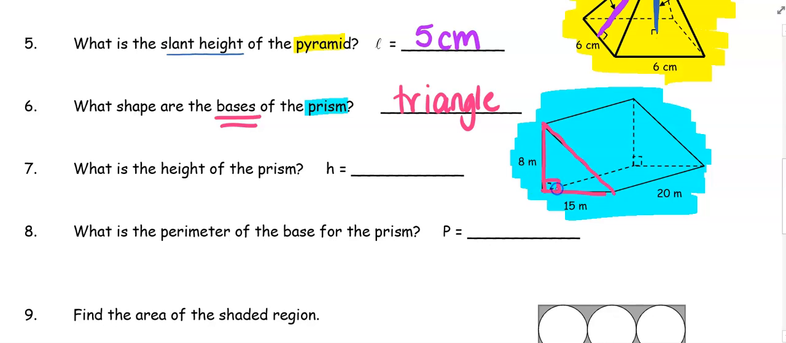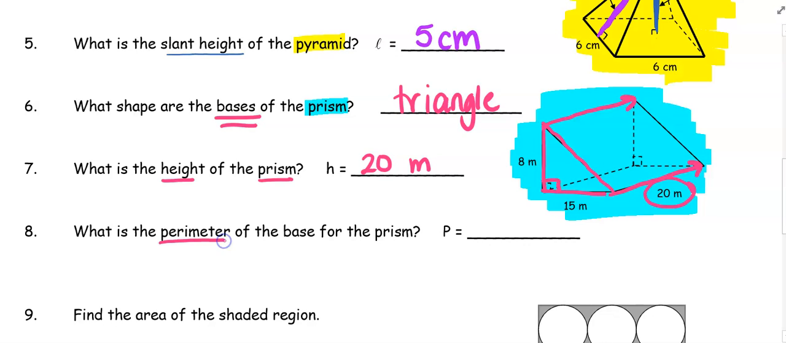What is the height of the prism? Now you would say that the height of the triangle is 8, but that's not what it's asking for. It's asking for the height of the prism. The height of the prism is how far you extend from one base to the other base. So what's the distance between your 2 bases? In this case, it's going to be 20 meters.